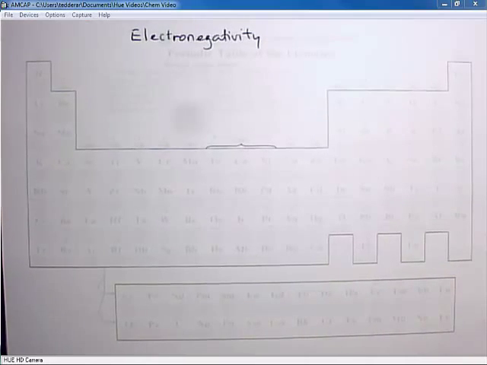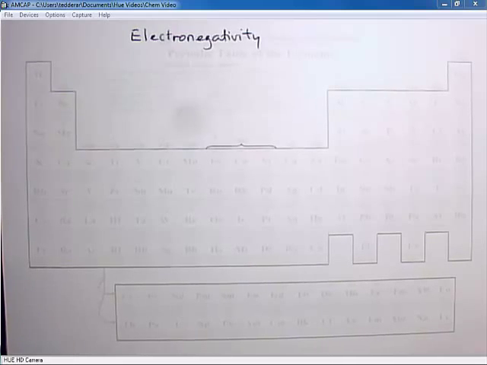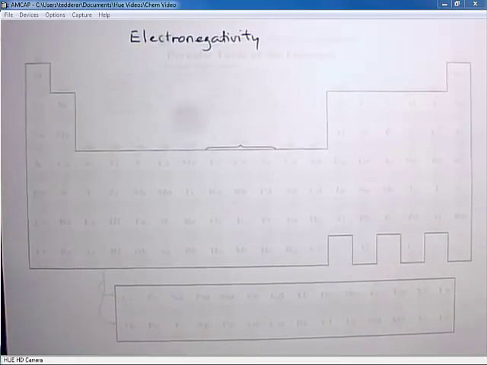So covalent means we're sharing electrons between two atoms. Electronegativity is a relative measure of how hard one atom holds on to, or grabs hold or pulls on, those electrons it shares with another.